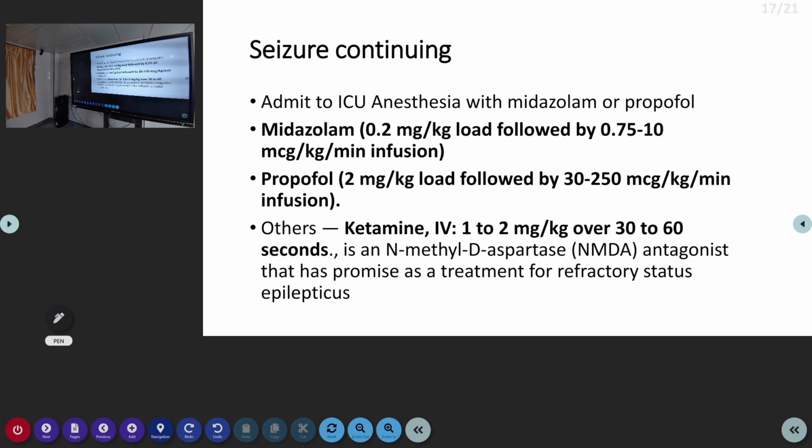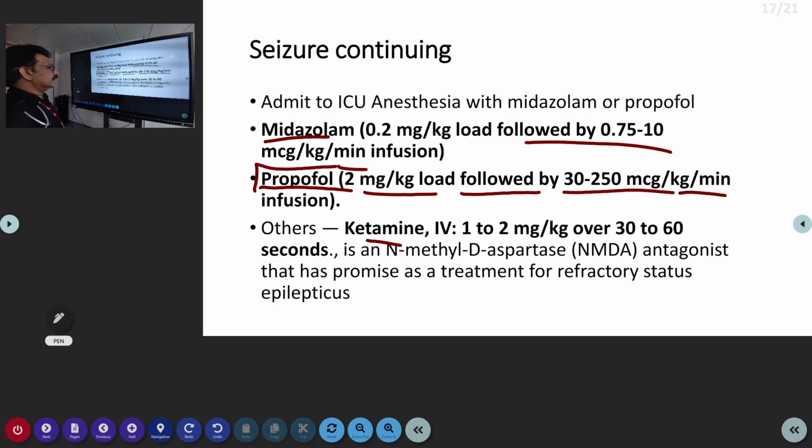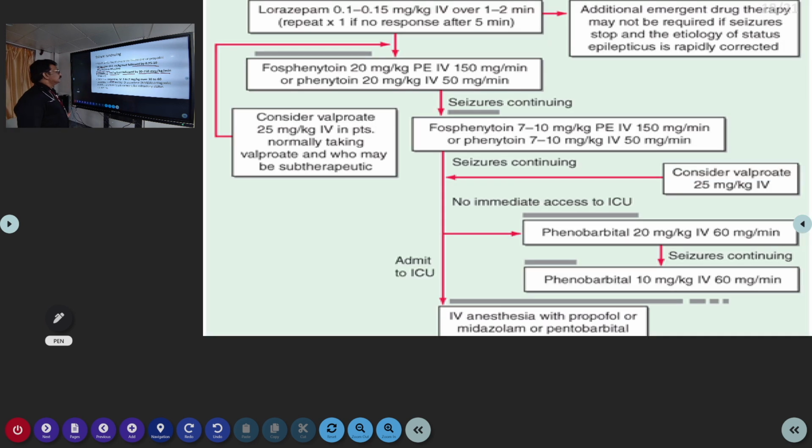If the patient does not improve, or is having recurrent seizures, either midazolam can be continuously given as an infusion protocol, or you can sedate the patient with propofol 2 milligram per kg body weight loading dose followed by 20 to 250 microgram per kg per minute. Other drugs like ketamine can be given. They are all second line drugs.